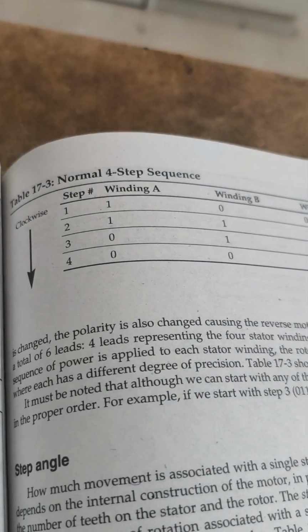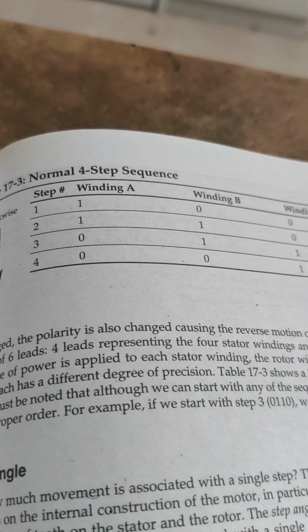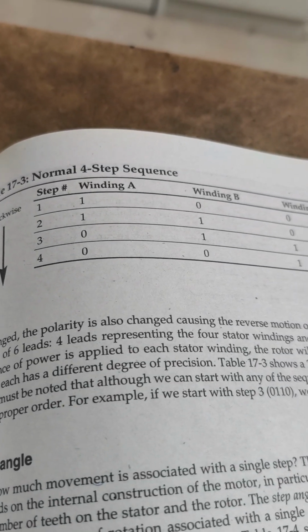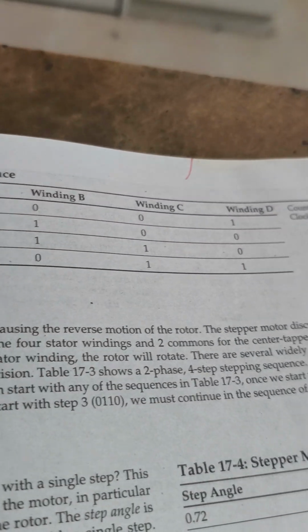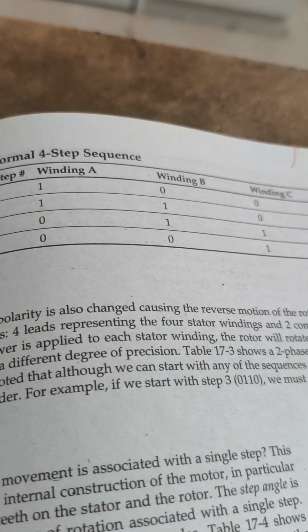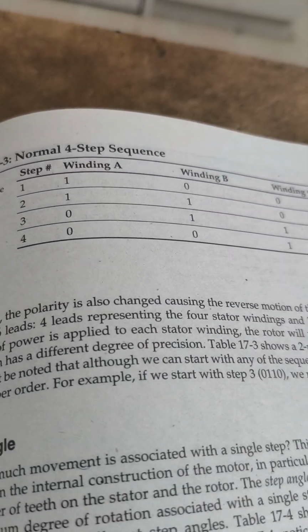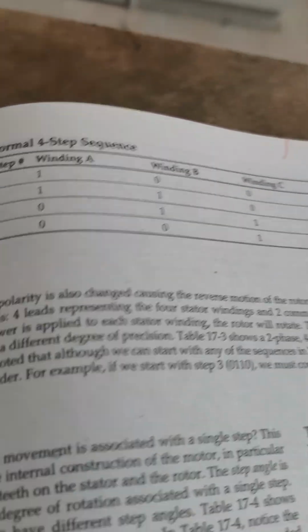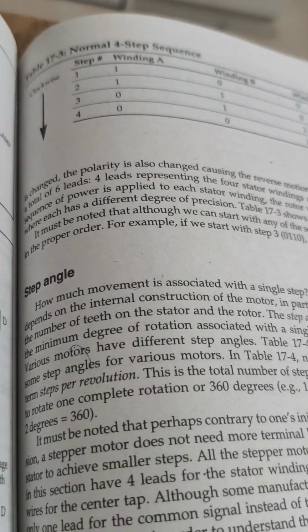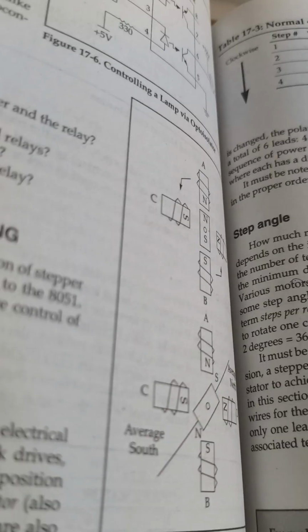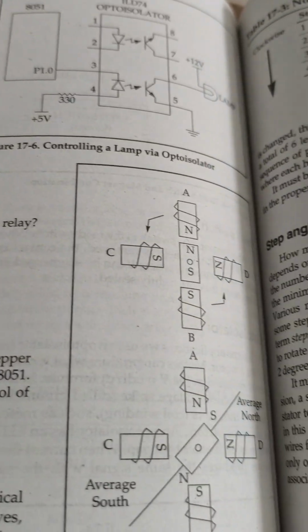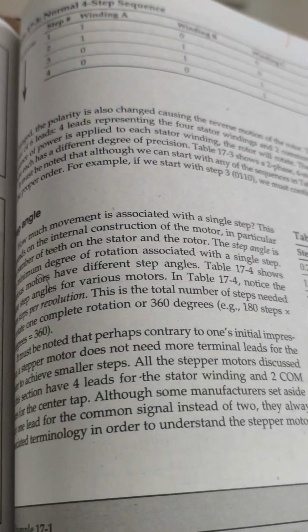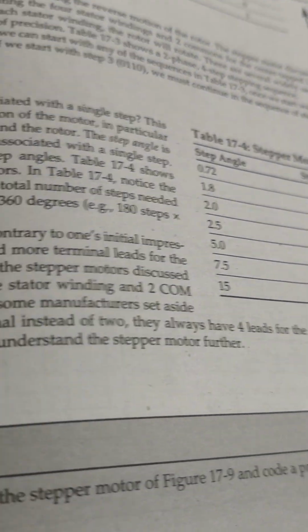What are the steps where we have to give one winding? 1 0 0 1, 1 1 0 0, 0 1 1 0, 0 0 1 1. Like this, when we give the electrical energy, the stepper motor rotates in the form of step angles. This is how it will rotate.